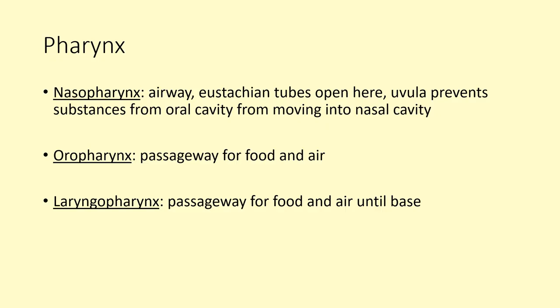And the laryngeal pharynx is the most inferior portion of the pharynx. It is also a passageway for both food and air until it gets to the bottom, and then it's going to separate. That's where you've got a branch in the road, a fork in the road. And the back fork is going to go down the esophagus. That's where the food and drink's going to go. And the front fork is going to go down into the trachea. That's going to carry the air to the lungs.